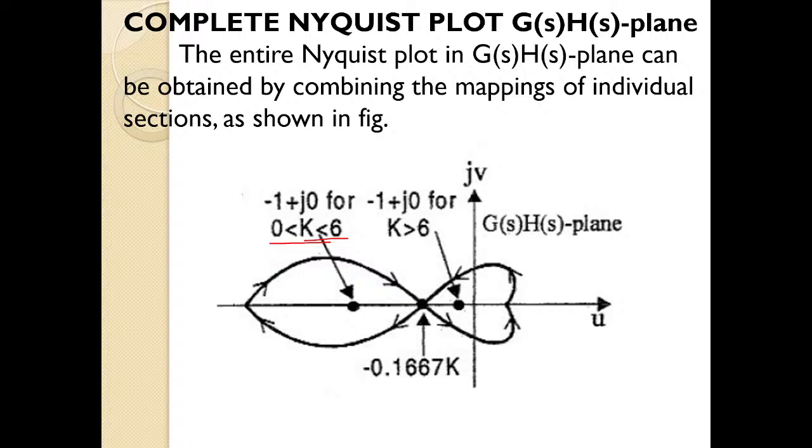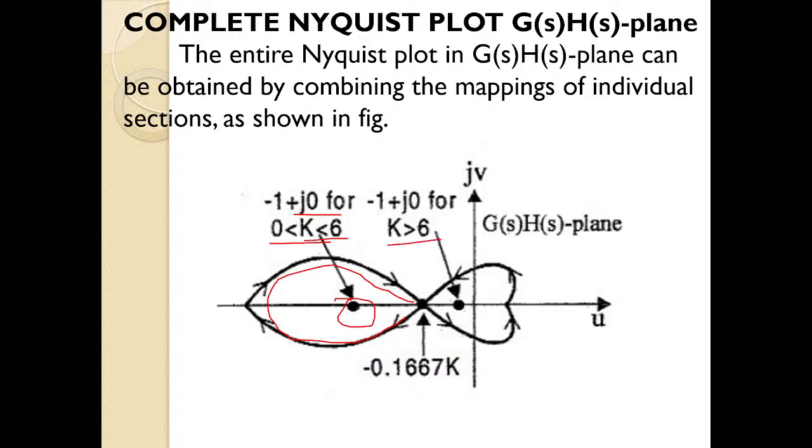So if k is less than 6, observe the root locus around this minus 1 plus j0 point. You just observe the root locus. It is in the clockwise direction. So if the root locus is in clockwise direction, we can say that the closed loop system is an unstable system.